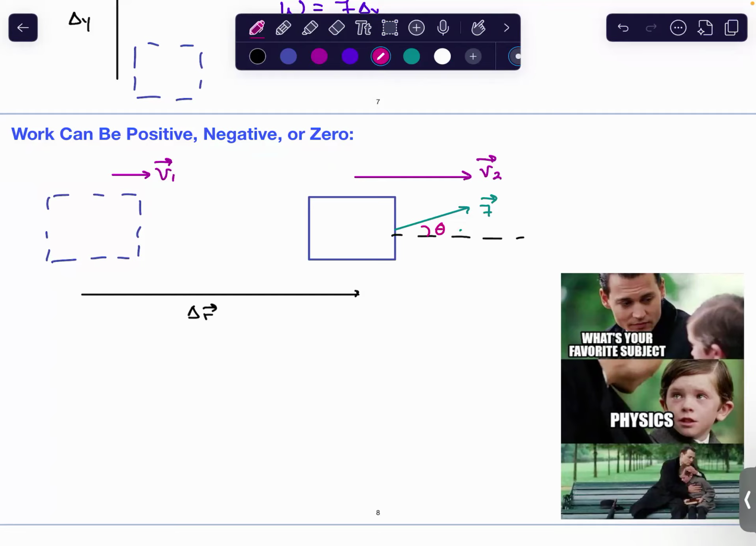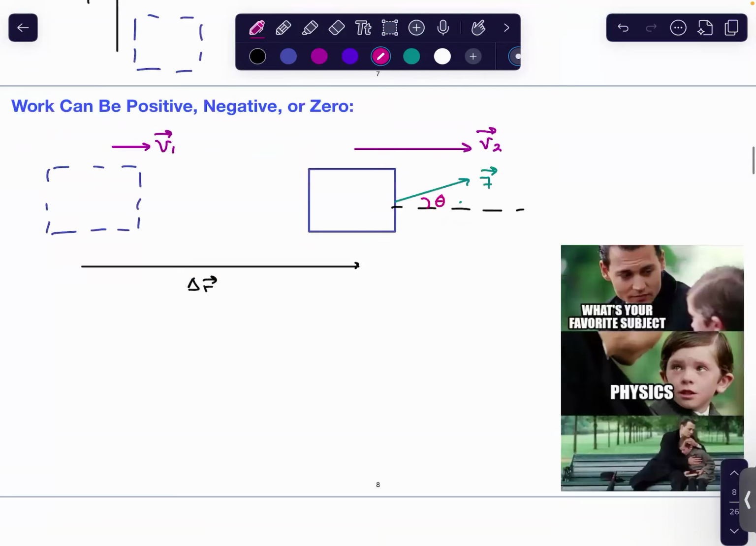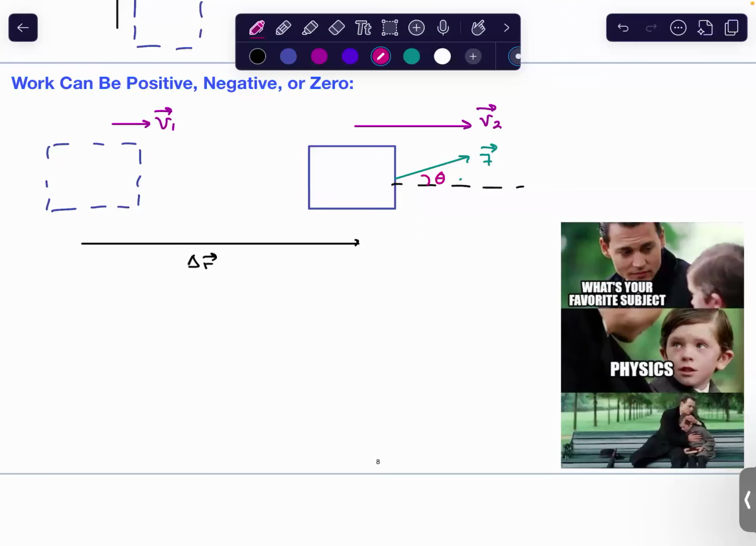Now, okay, so you're going to notice that your work, when you're looking at an angle of less than 90 degrees, you're going to have positive work.